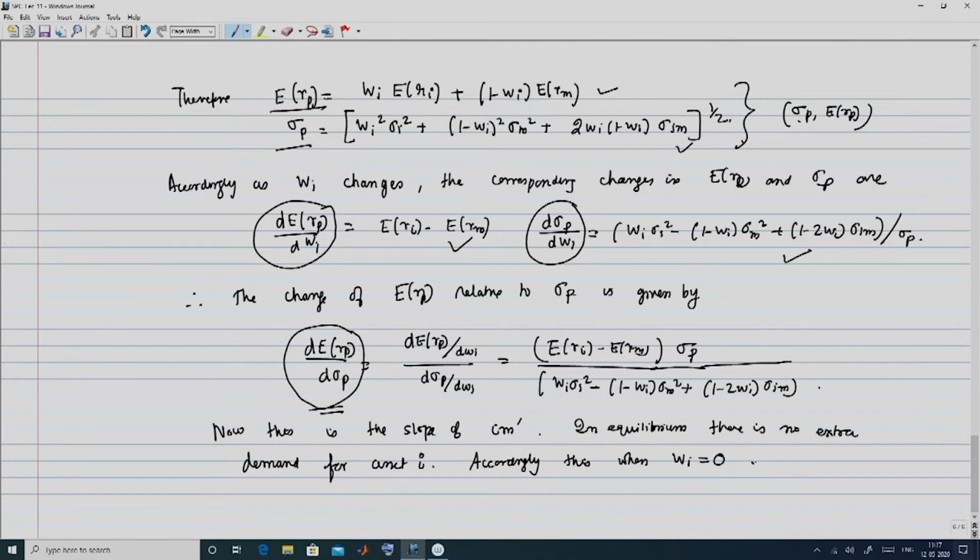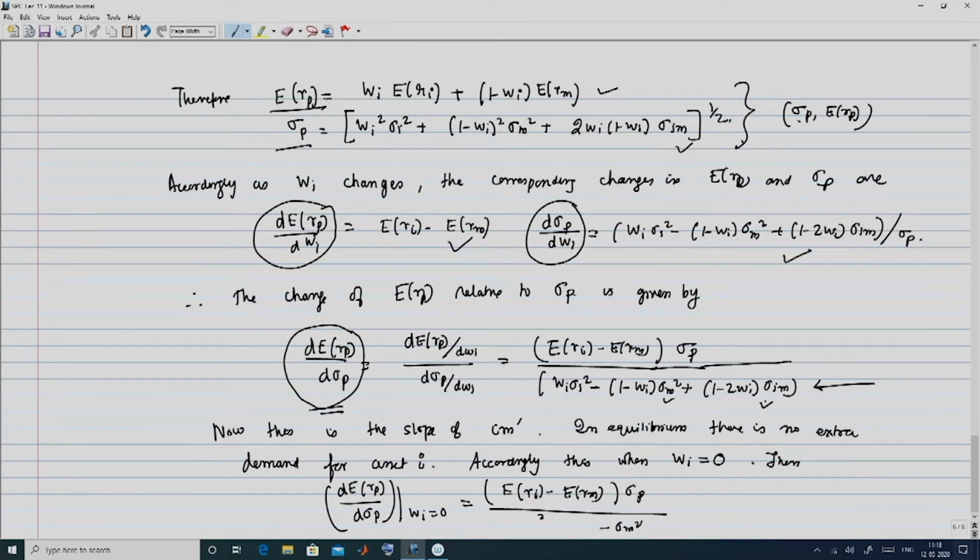So then, this slope at W I equal to 0, what is this going to be? This is going to be nothing but E R I minus E R M into sigma p, and I put W I equal to 0 in the denominator. So, in the denominator I will get sigma m square, so this will be minus sigma m square from this term here, and from here I will get sigma I m.